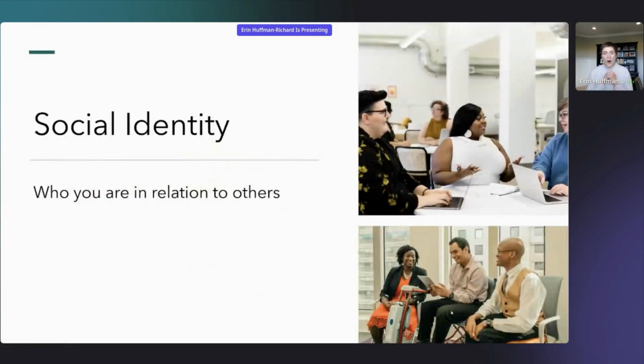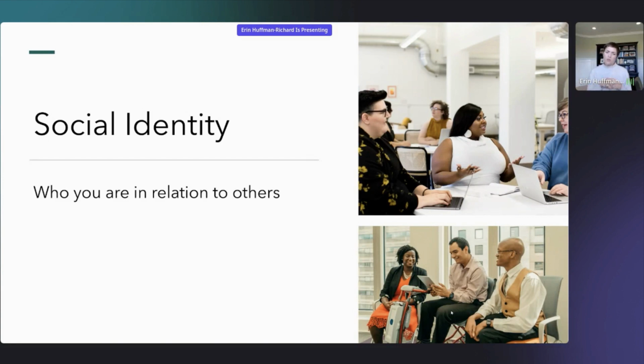All right, so what are social identities? A social identity is really who you are in relation to others. So it's who I am in relation to another group of people. Social identities can be visible or they can be invisible. It may be something you're able to tell about somebody, or something that you don't know until somebody shares with you that part of who they are.